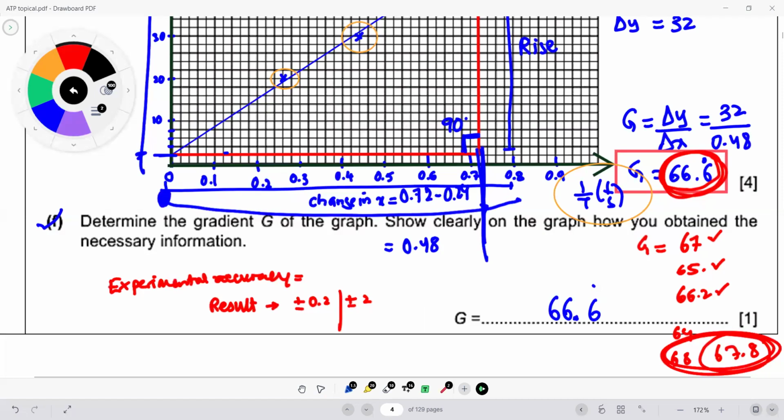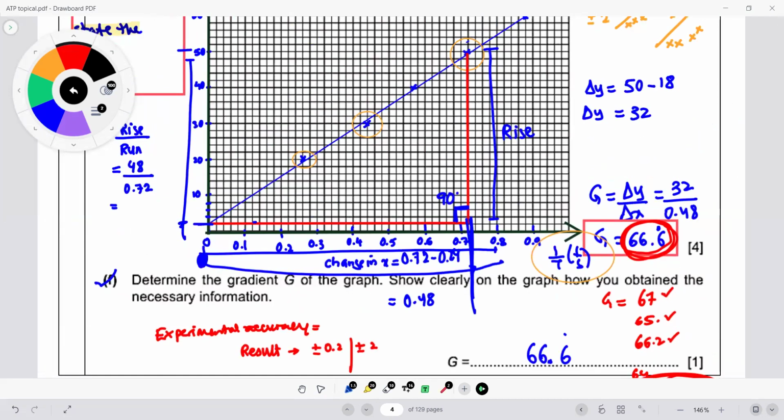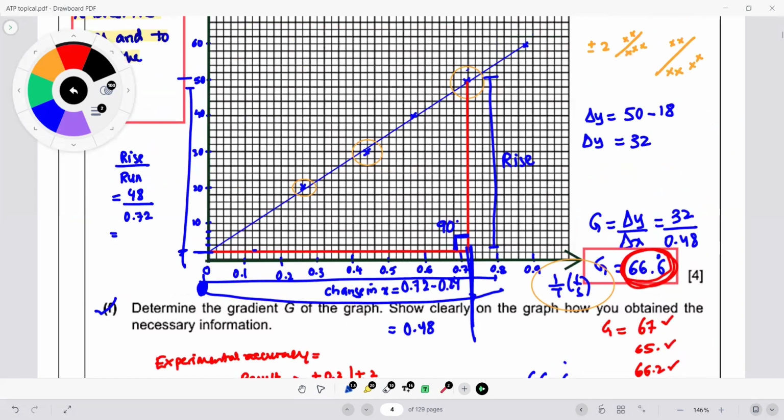Okay, please make sure you check this. So the gradient, you can find out the gradient by taking 2 points, but because you're attempting an ATP question, please make sure that you draw the triangle on the graph. This is your duty, okay? So I'm going to go back to my original question.